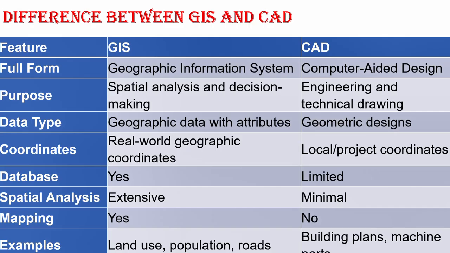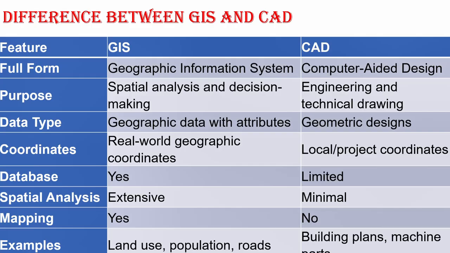GIS is a geographic information system, while CAD is computer aided design. The purpose of GIS is spatial analysis and decision making. On the other hand, the purpose of CAD is engineering and technical drawing. GIS data with attributes are the main types of data, while geometric designs are the data type for CAD. Real world geographic coordinates are the coordinates of GIS. On the other hand, local project coordinates are generally used in CAD.